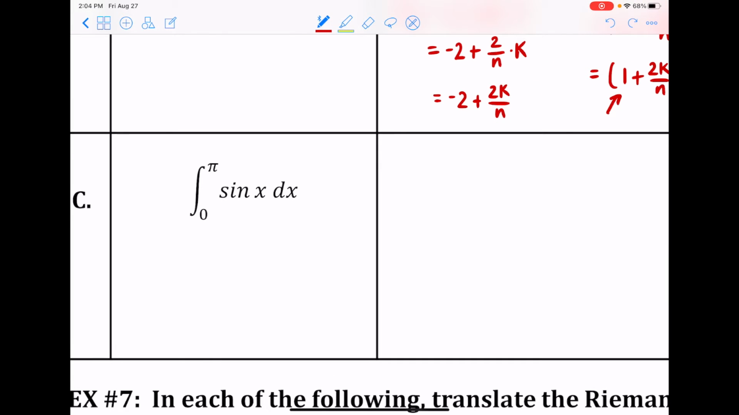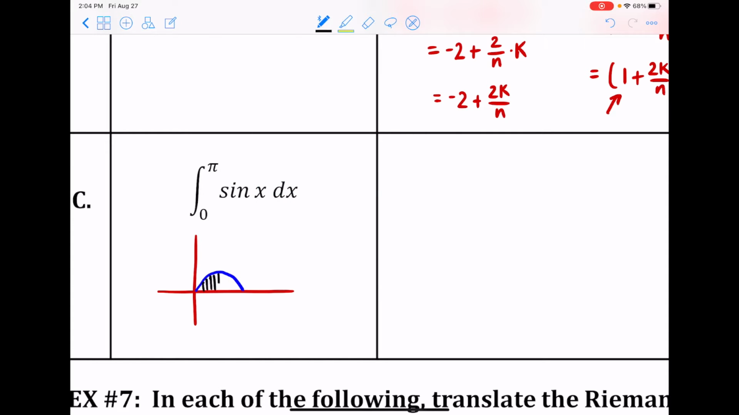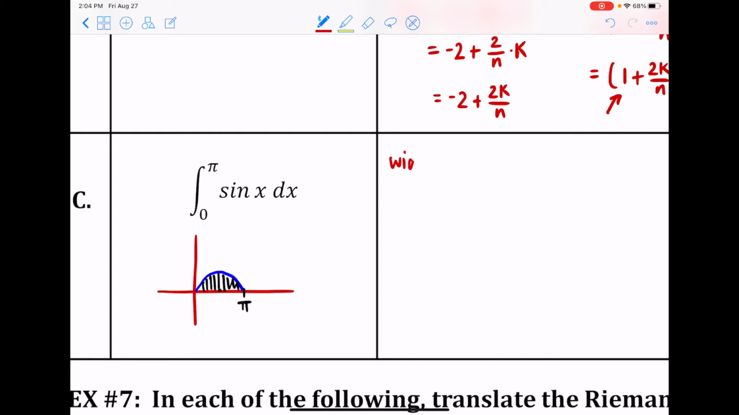So a trig function, sine of x. We're going to integrate area under the curve from 0 to pi. So if you imagine, sine of x looks like this on that interval from 0 to pi. So we're going to find the area under the curve there. So that's pi right there. Okay, let's do it.